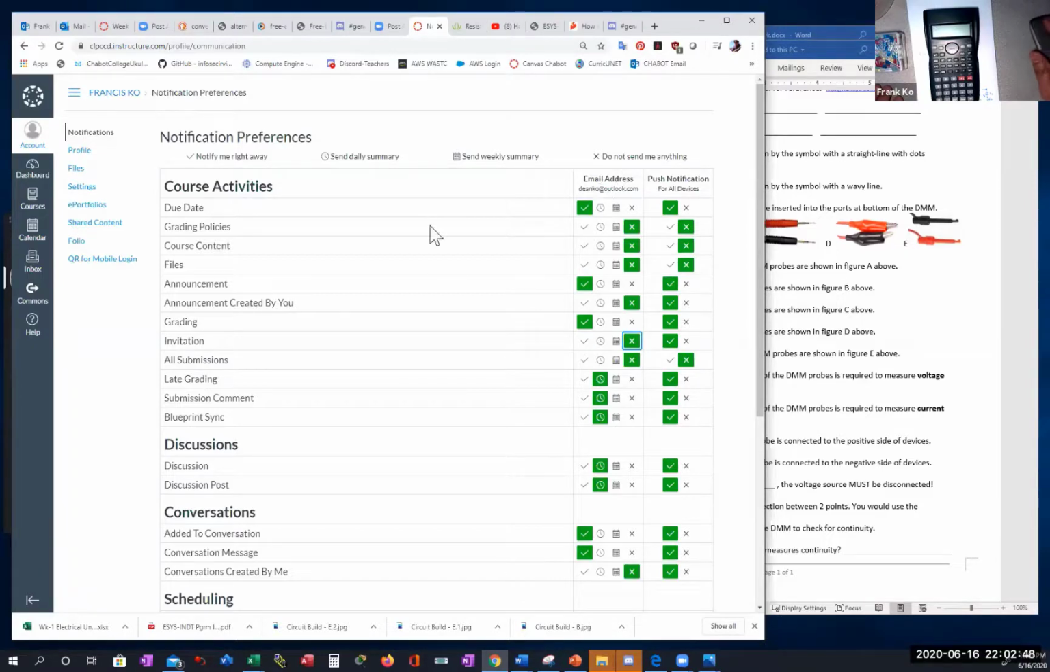And how often should you be checking? Where do you check email? Right here. So all we need to do here is to make sure due date is green checked, announcement is green checked, grading is green checked. That's the most important thing for now.